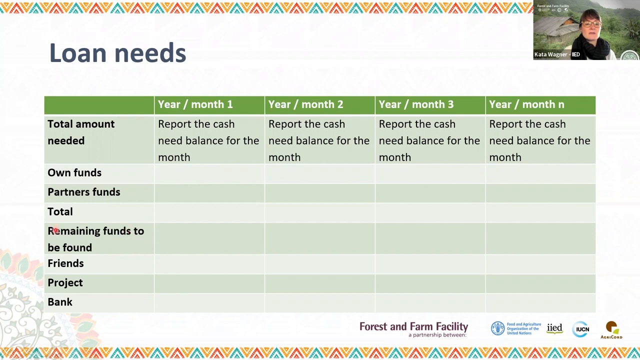And then they will see the remaining funds that need to be found and where they could be found, either through friends, through a project, through a bank. And if they decide to go for a loan through the bank, and that is a possibility, then the bank will, of course, determine the repayment schedule and the interest the entrepreneurs will have to pay monthly on this loan. There is a tool included in the field facilitator toolkit on how to calculate interest rates, but this is usually done by the banks anyway.